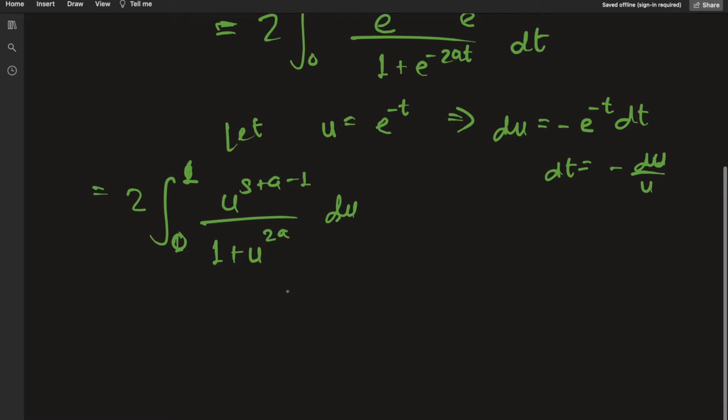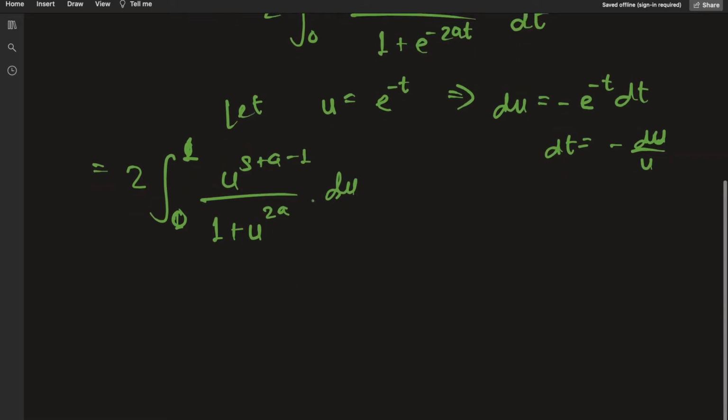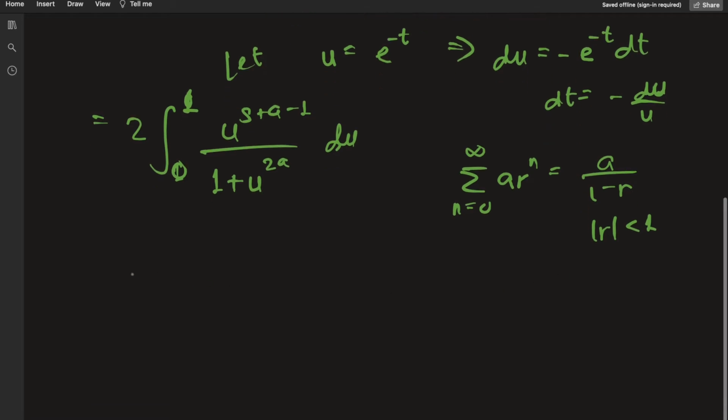Well, now we can actually use the geometric series to basically convert the denominator into something a little more practical, because recall the sum from n equals 0 to infinity of a times r raised to n was just a over 1 minus r, assuming that magnitude of r was less than 1, and that's certainly the case here because u is between 0 and 1, so that criterion is already satisfied.